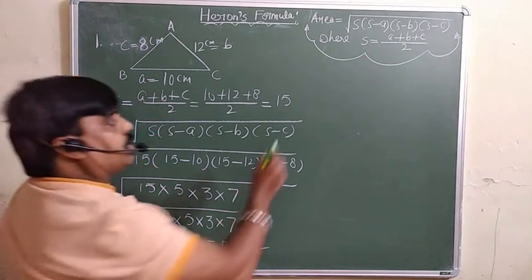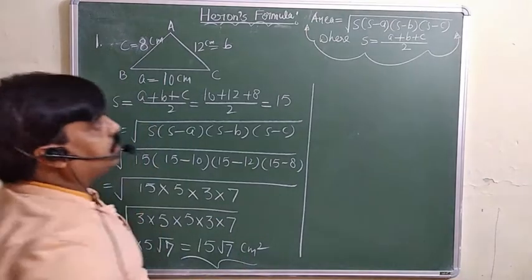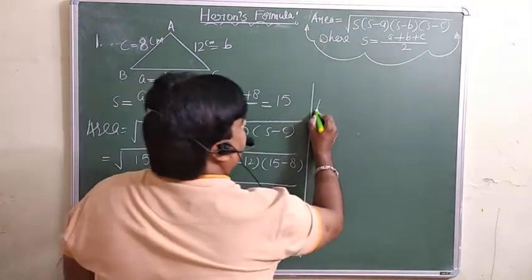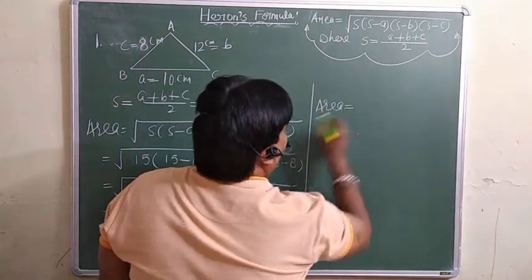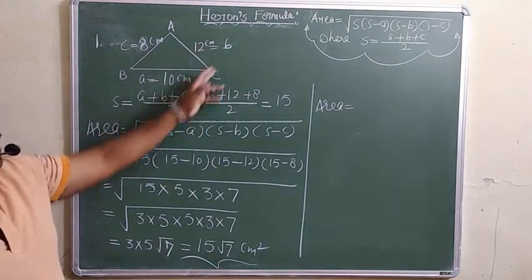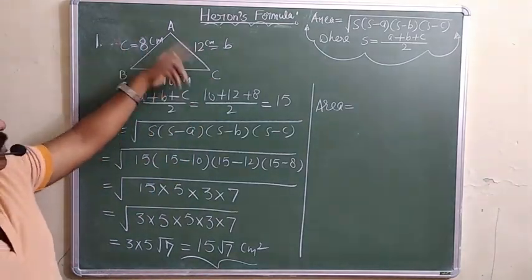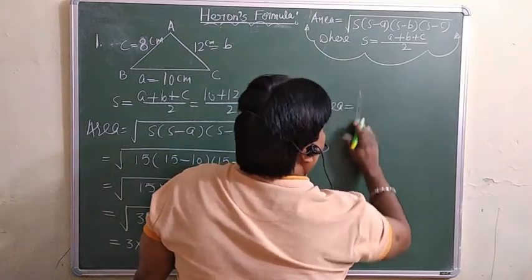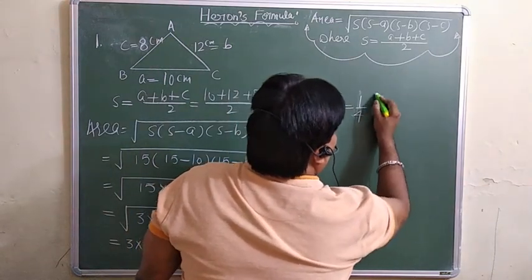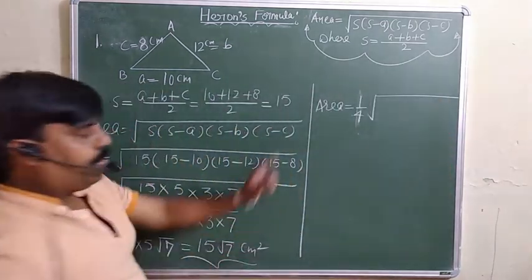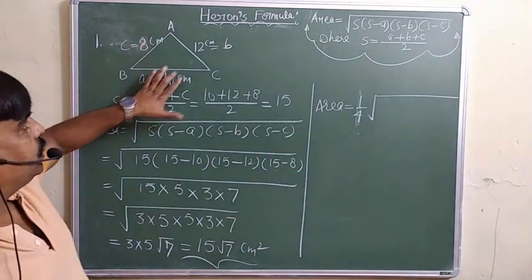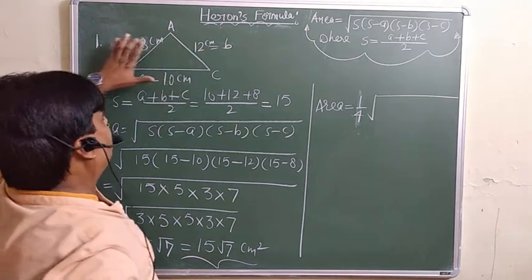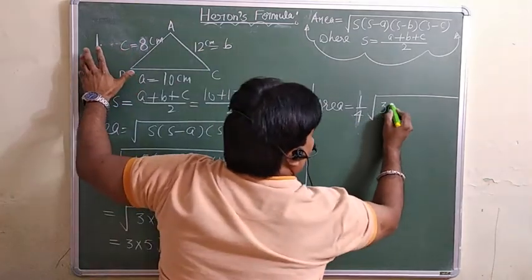But the very shortcut is there. Shortcut method is there. Simply you want to find out the area of any triangle, I mean the sides are given. We know the sides only. The very simple method is there. Just keep inside the radical sign and do 1 by 4 into. Just add these three sides, 10, 12, 8, 30. Into.